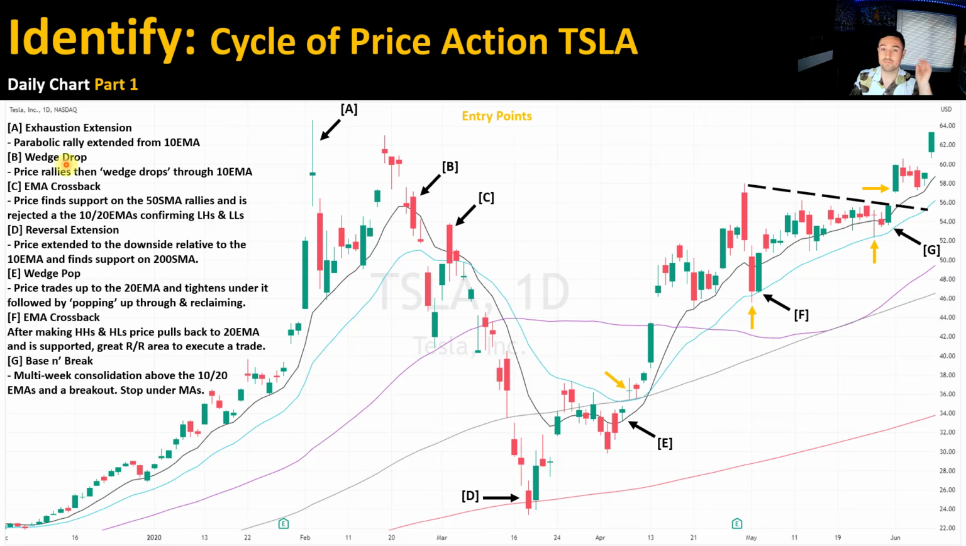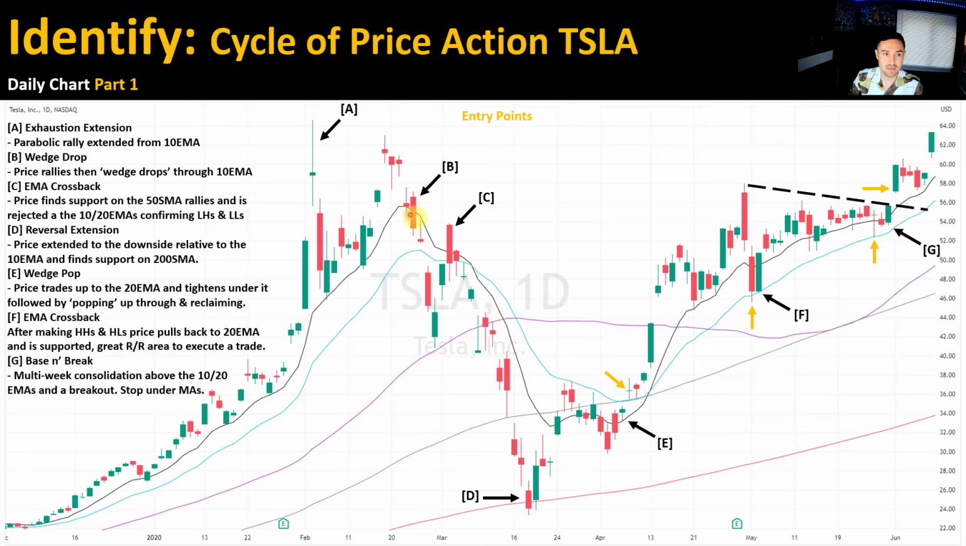So let's start from the high. Let's start at point A. This is an exhaustion extension. Parabolic rally extended from the 10 EMA. Look how this thing has just run up. Remember, the black line is the 10 EMA, and on my chart, the blue line is the 21 EMA. They are the two to really focus on, the black line and the blue line. So this here is parabolic, it's clearly extended from the 10 EMA.